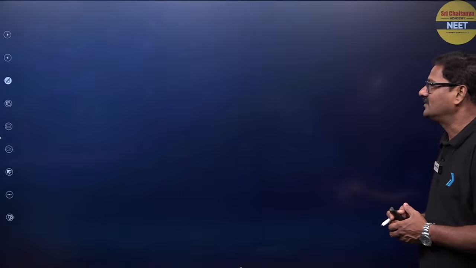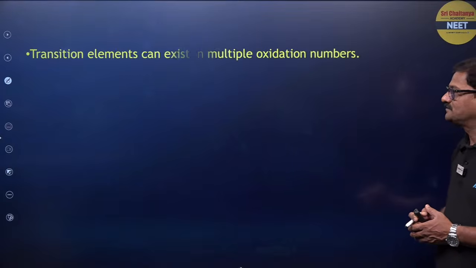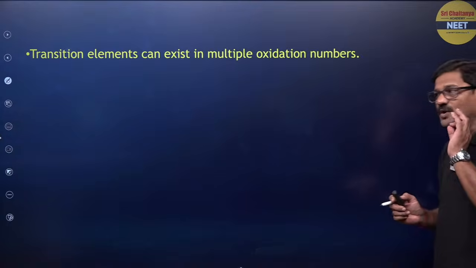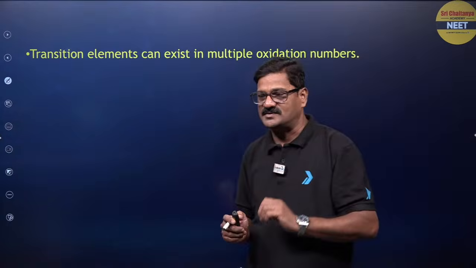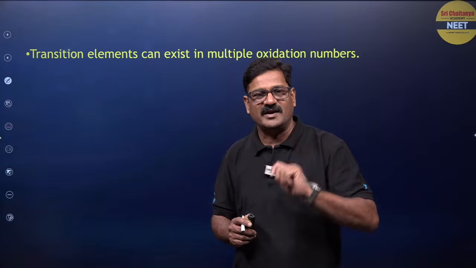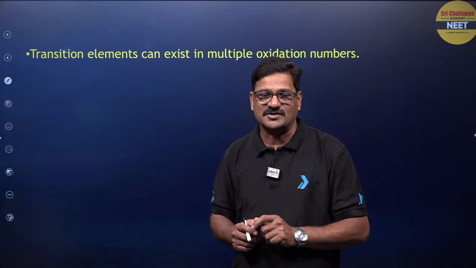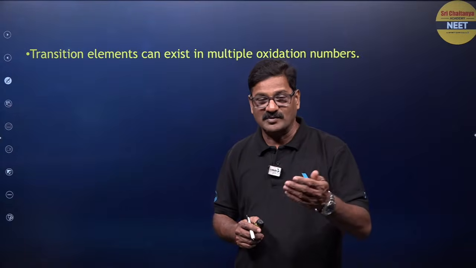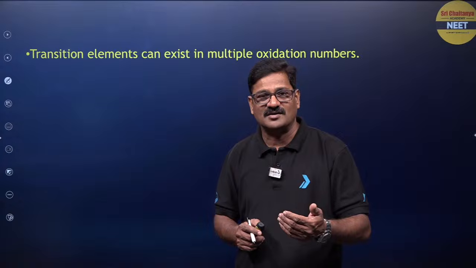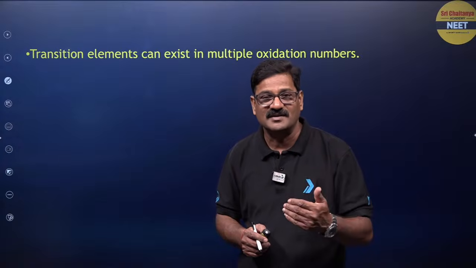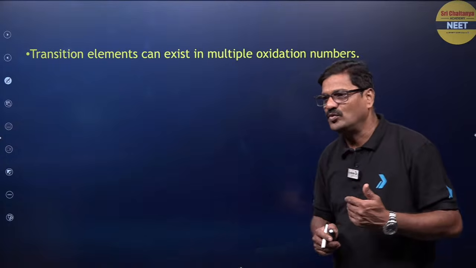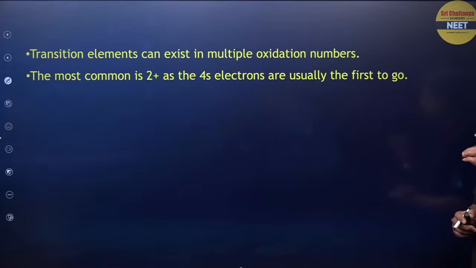Now moving ahead, let us see. Transition elements can exhibit multiple oxidation numbers. So I am giving you a statement-based point. That statement I made here is textbook language. Examiners always love textbook language, and you have to understand the textbook language and just identify it. NCERT, you know. Okay.